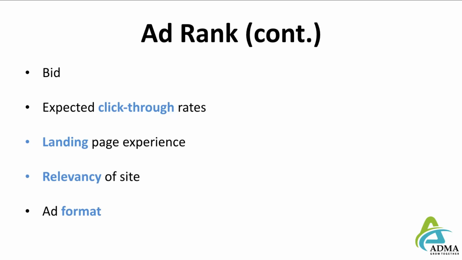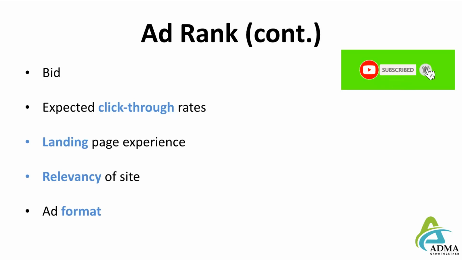Ad format is how you present your information to the users, such as the phone numbers, site links, website's domain, and the other headlines. These are all the factors Google will look at under the ad format category.